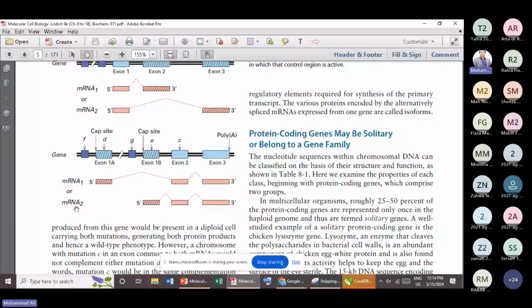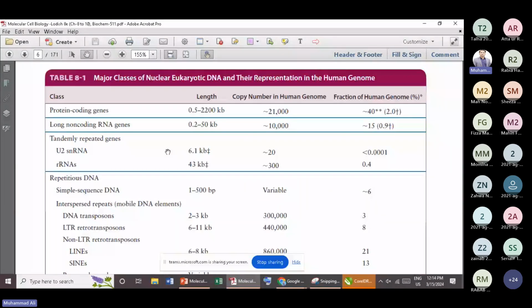So we have seen this table already. Protein coding genes may be long. How long? 0.5 to 2200 kb long. There are 21,000 genes in the human, and these genes make up 40% of the human genome, and the rest of the genome is not making any functional product.